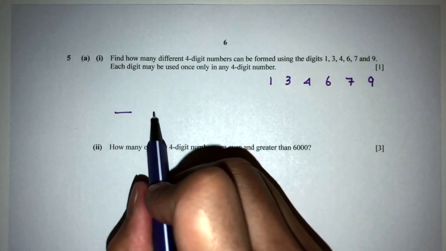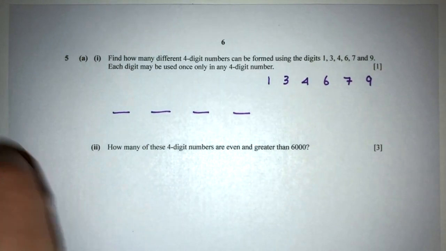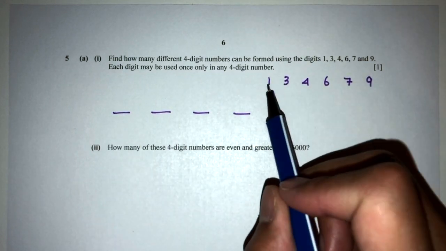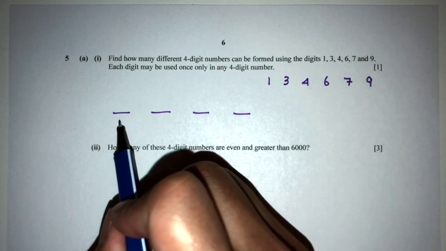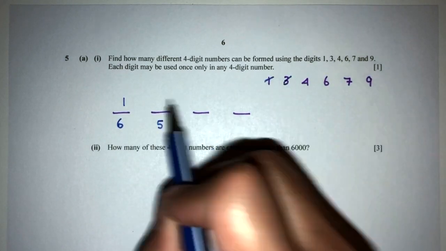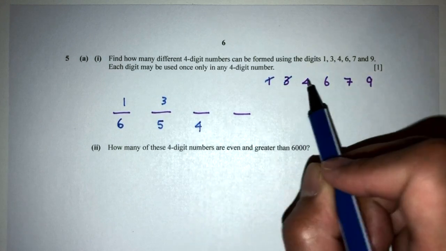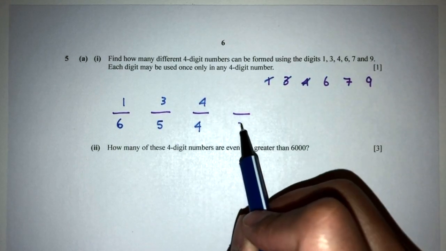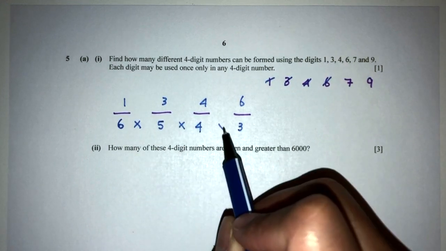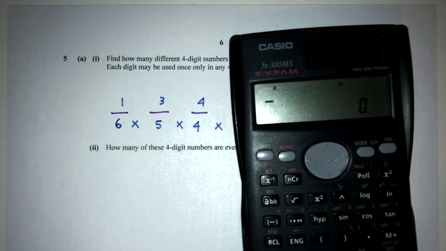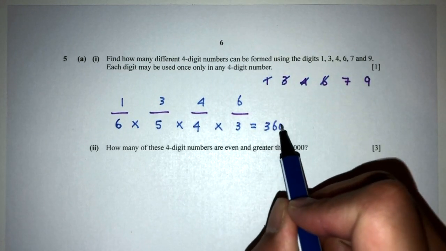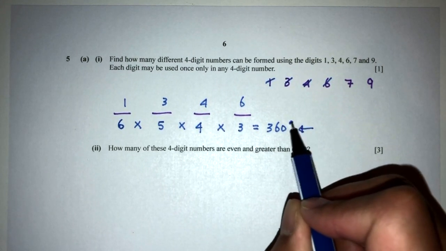And we have 1, 2, 3, 4. Now, for the first one, I can choose any of them. I will have 1, 2, 3, 4, 5, 6 options. Let me choose 1. Then I will have 5 options. Let me choose 3. I will have 4 options. Let me choose 4. I will have 3 options. Let me choose 6. Your answer will be 6 times 5 times 4 times 3. That will be 360 as your answer. Not degrees, sorry.